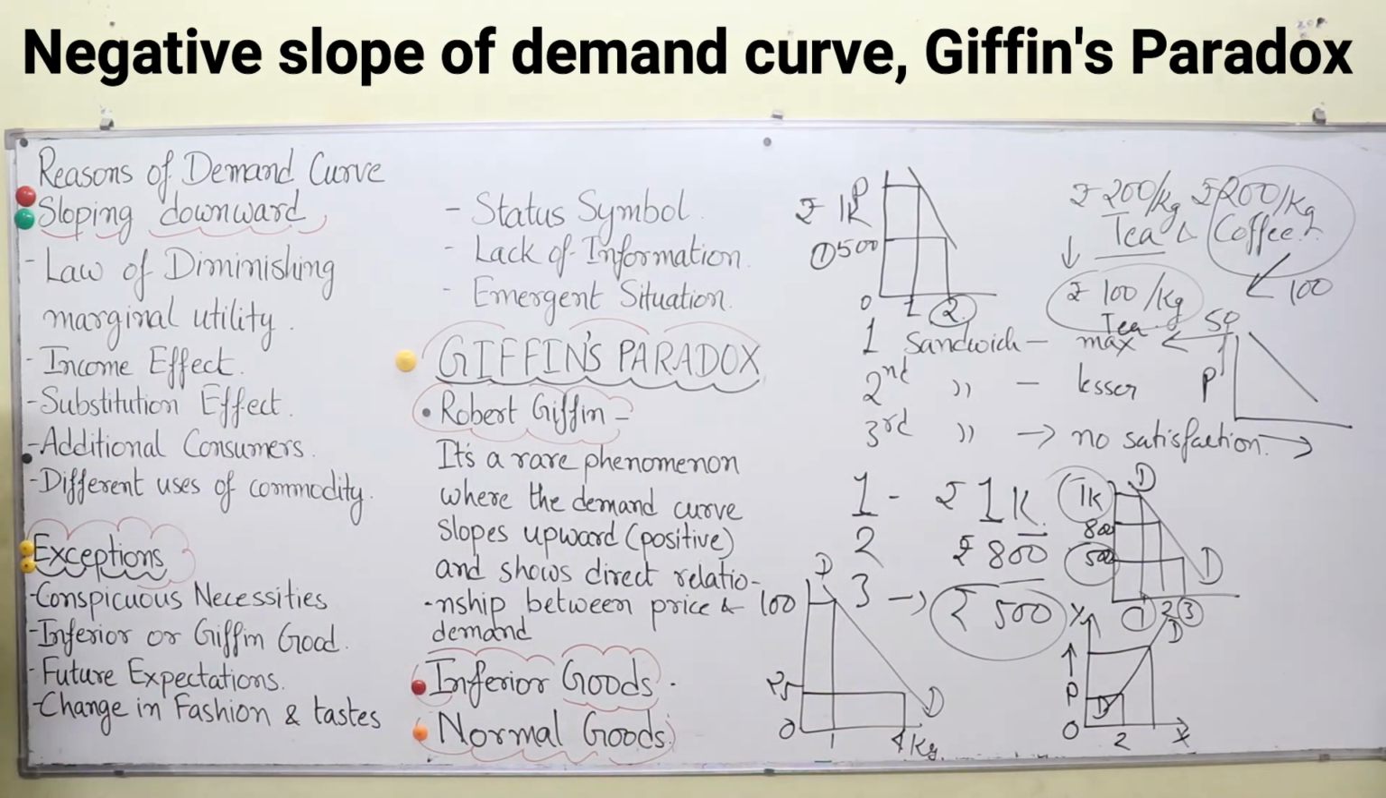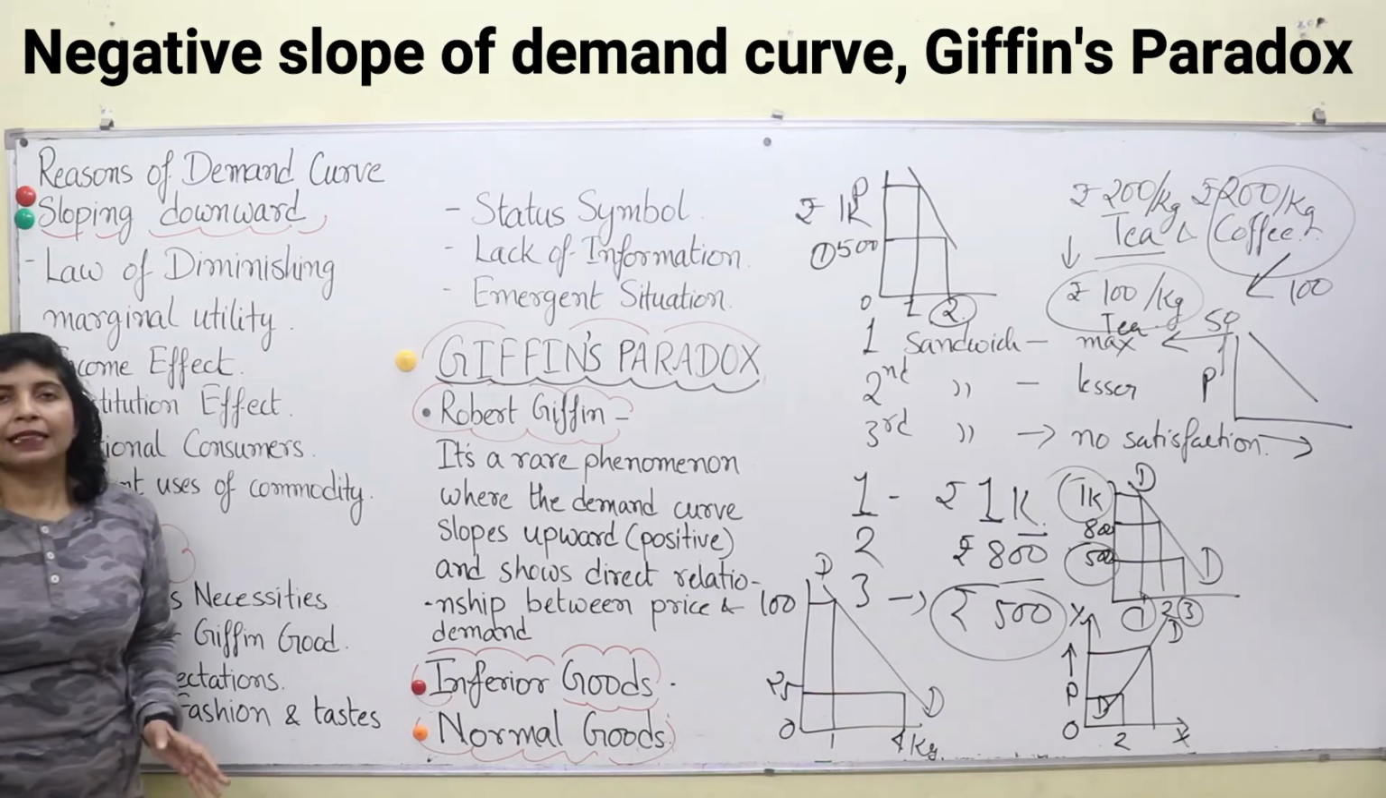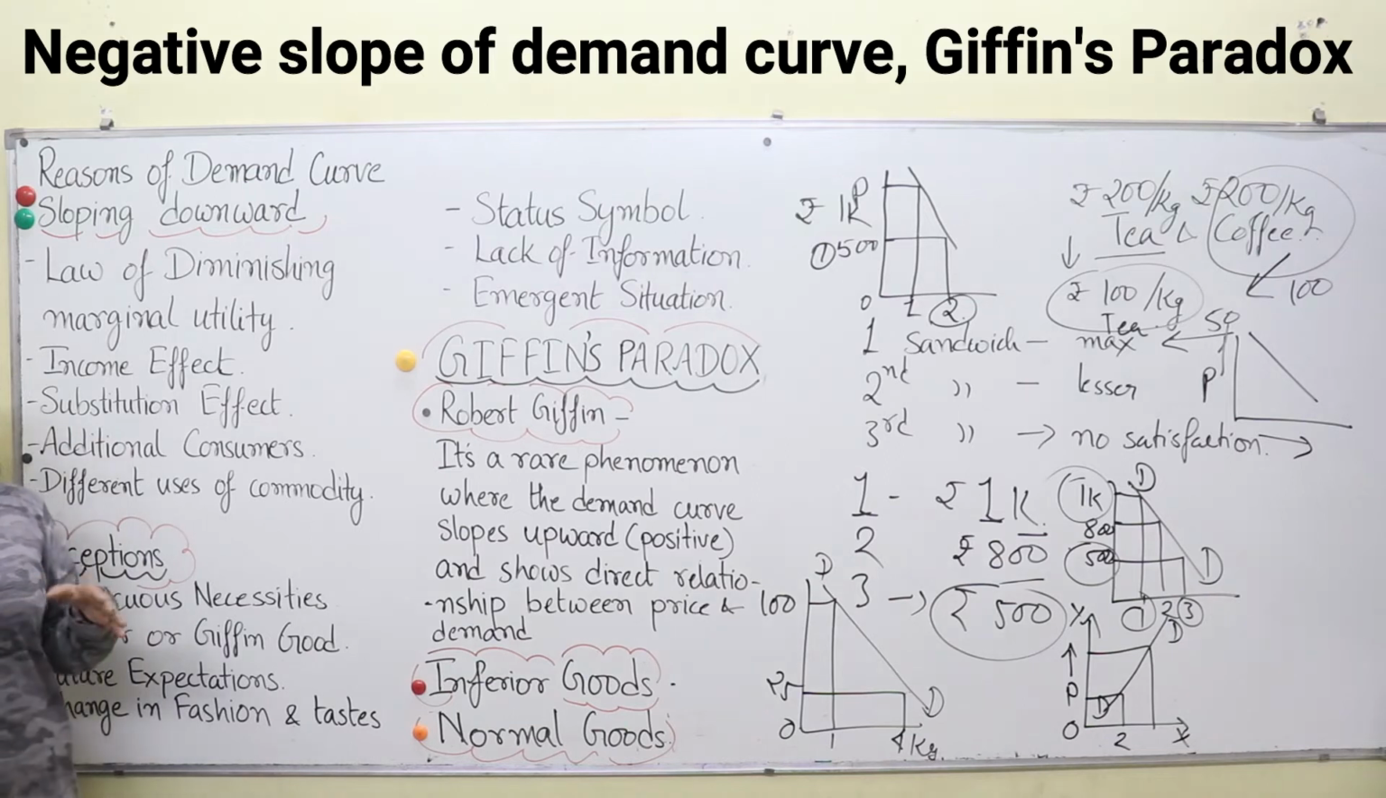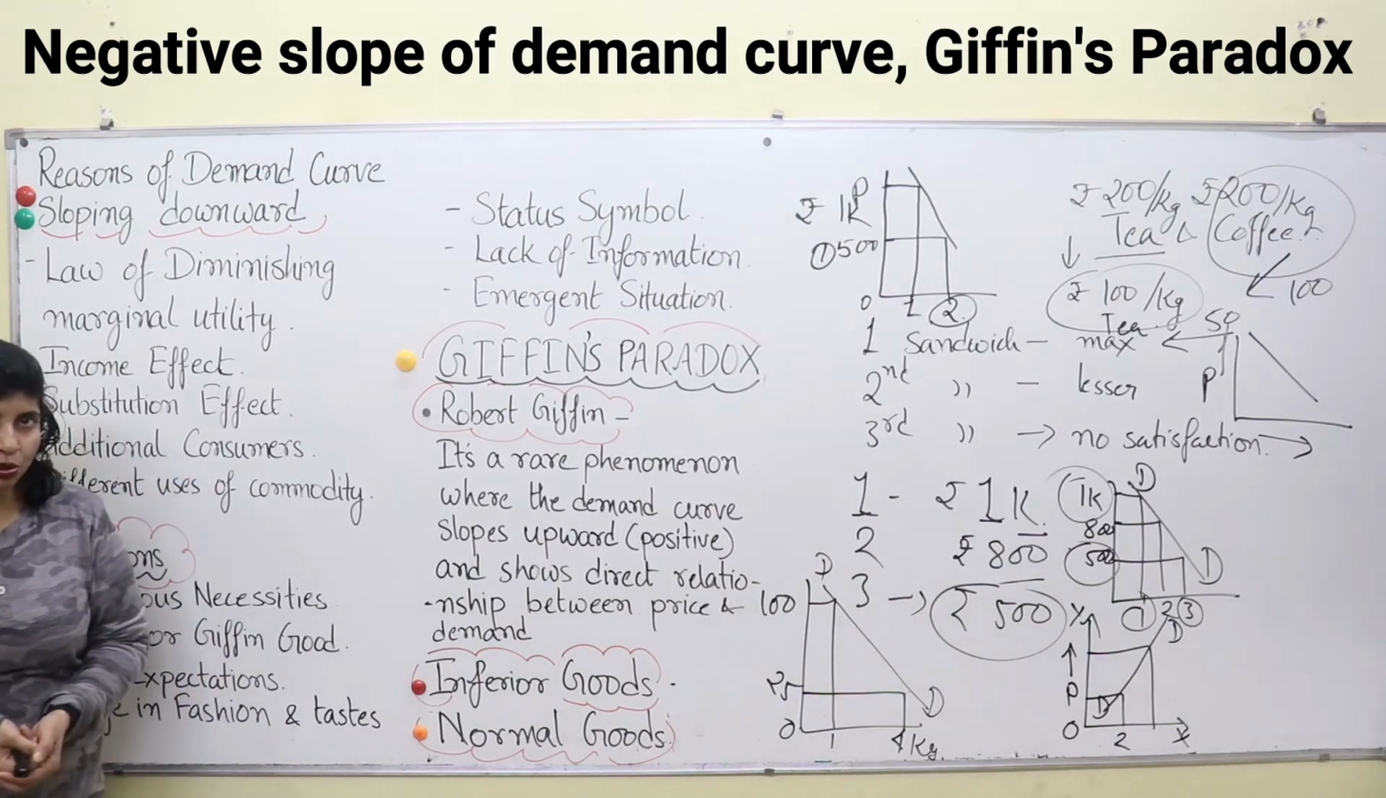Then future expectations. If you expect that prices of certain commodity will increase in future, then you can purchase anything at higher prices also.